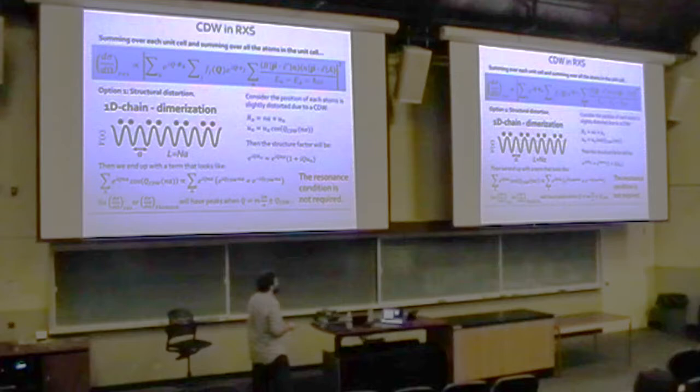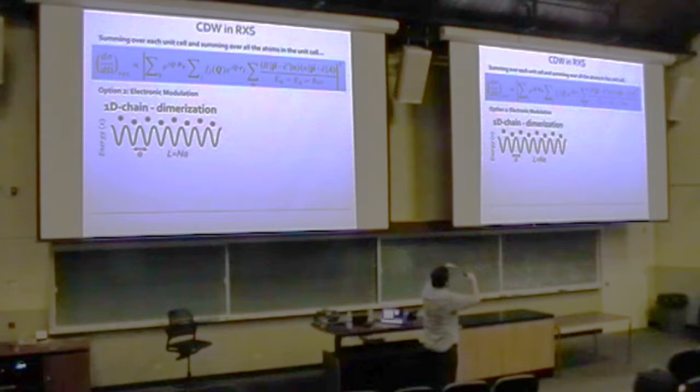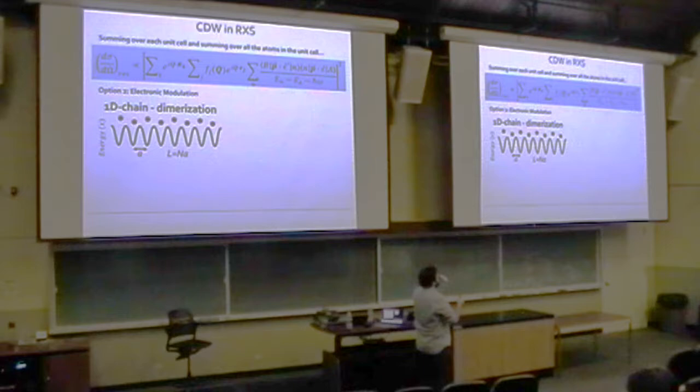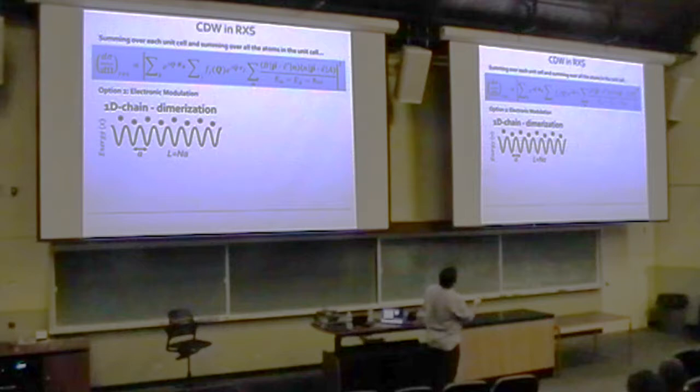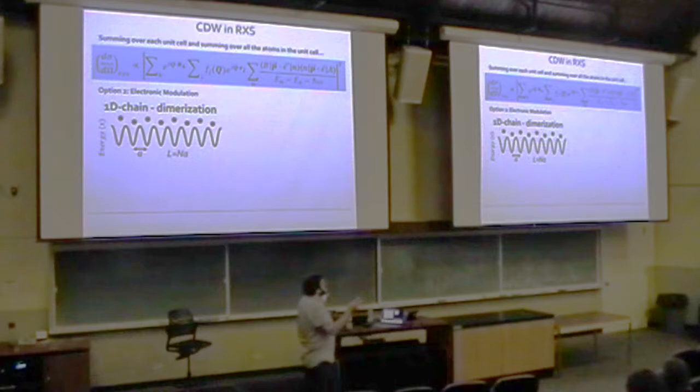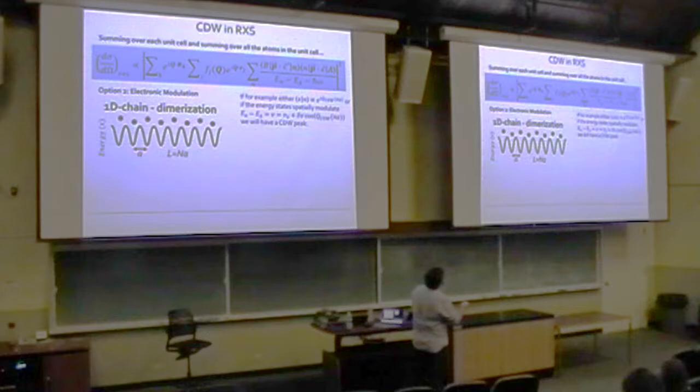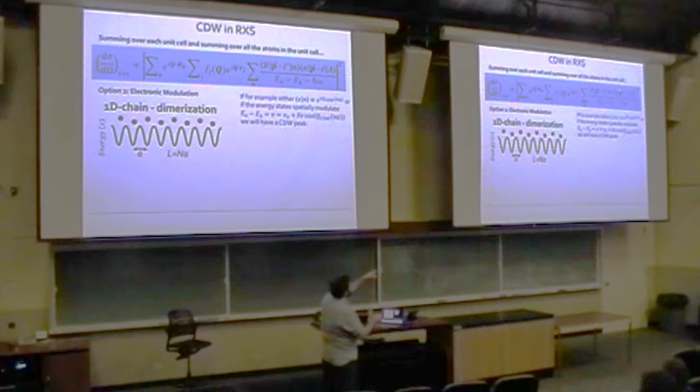But instead, let's say that my periodic modulation is actually an electronic modulation. Maybe my electronic states, as I go from one lattice position to the other, change their valence, change their energy level. And if they change their energy level, that means they're going to affect this term here, En minus Ea, but not your Thomson scattering term. You could also have modulations of the matrix elements itself, which are also not going to be present in your Thomson scattering.